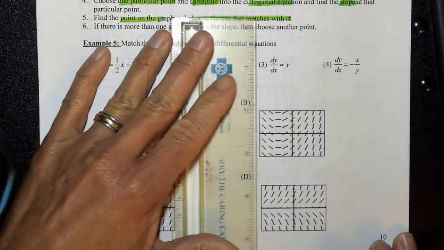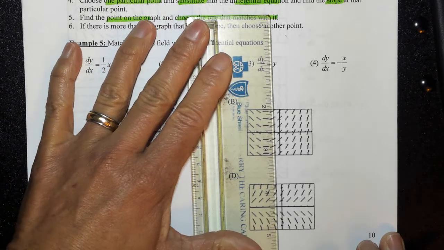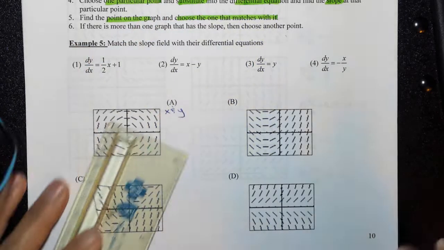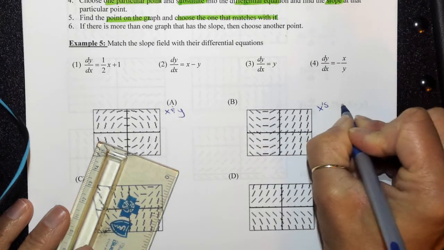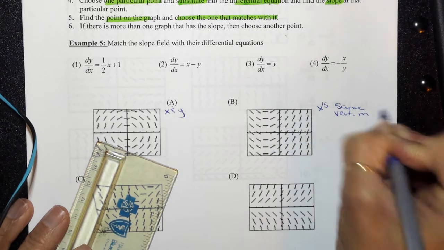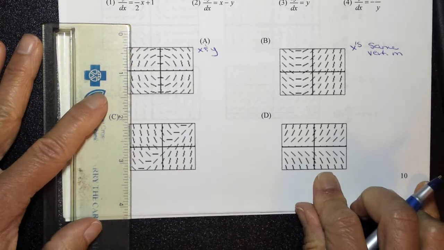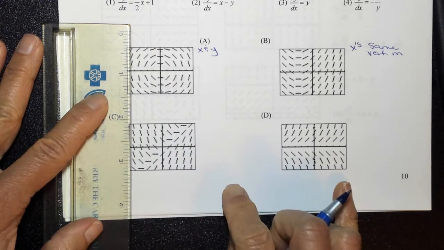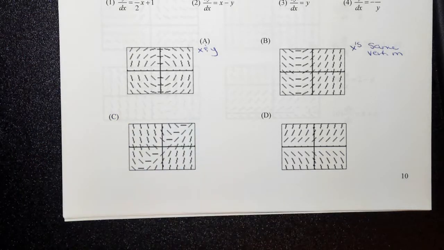If I go vertically, look here vertically, same slope, same slope, same slope, same. So this is probably going to be just x, because it's the same vertical slope. Okay, let's look at the vertical slope down here. It looks like it's the same, but then when you get to the bottom, it's not the same. So let's look horizontally.